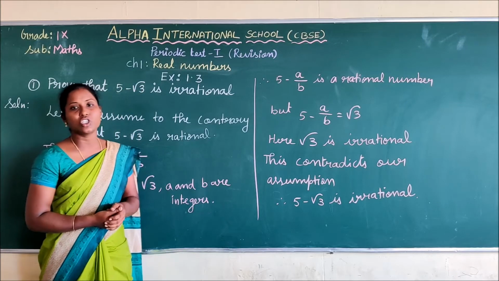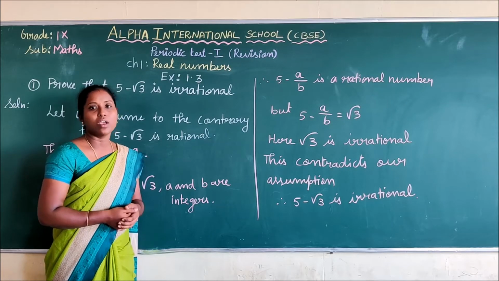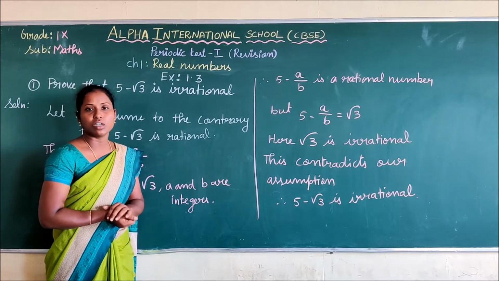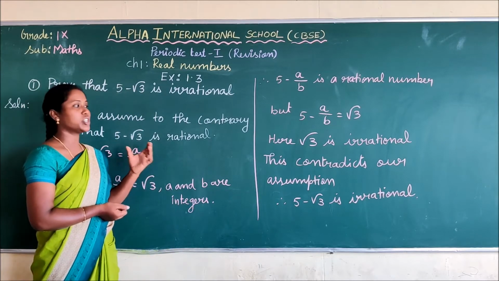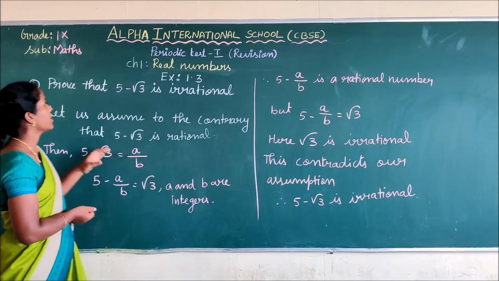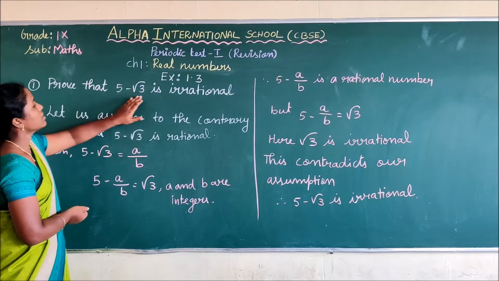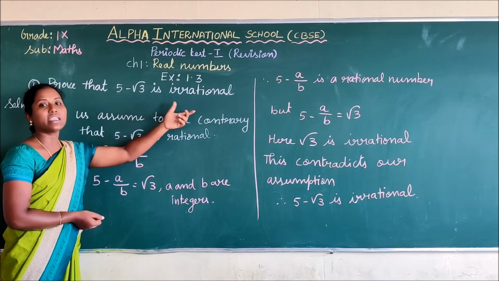Irrational number, what is an irrational number? An irrational number cannot be expressed in the form of P by Q. Okay, that is called an irrational number. Here the problems are based on the given numbers. We have to check whether it is an irrational number or not. Further, the first example, see here: prove that 5 minus root 3 is irrational. We have to show this given number is irrational.